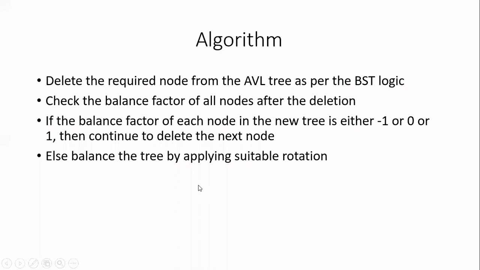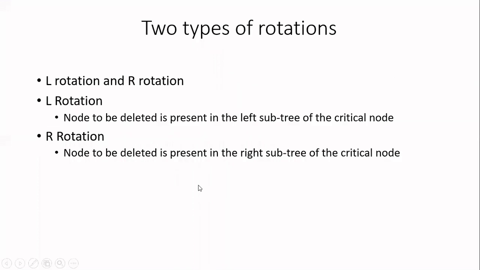Now let us see the two types of rotations we can perform in the deletion. In case of deletion, we can perform basically two types of rotation. They are known as L rotation and then R rotation. So what is this L rotation? You're going to delete a node and that node is present in the left subtree of a critical node. So what is the meaning of critical node? Before you delete, all the nodes will be having balance factor in the permitted range. But when you are performing deletion, for some of the nodes, the balance factor will be affected. Maybe it will become 2 or -2 and so on.